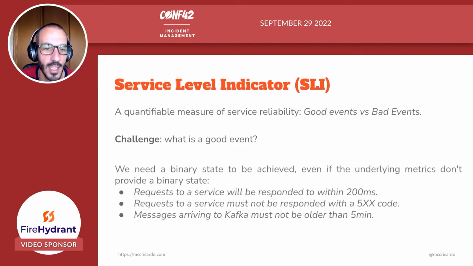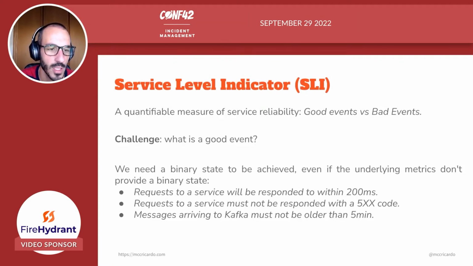We're going to take the examples of metrics and use them to define SLIs that tell us, when we look at a metric or an event described by a metric, whether that metric is good or not. So we need a binary state to be achieved, right? We need something to be good or bad, even if the underlying metric doesn't provide that binary state. So how can we define that?